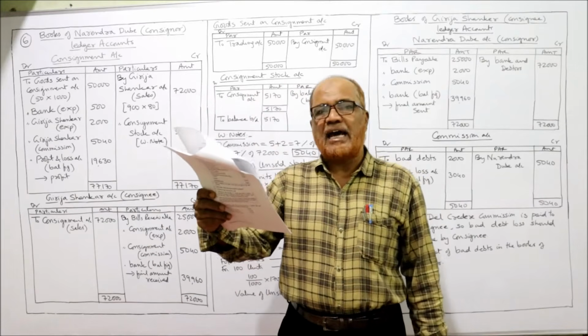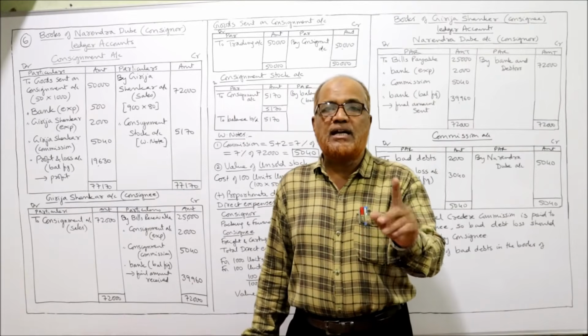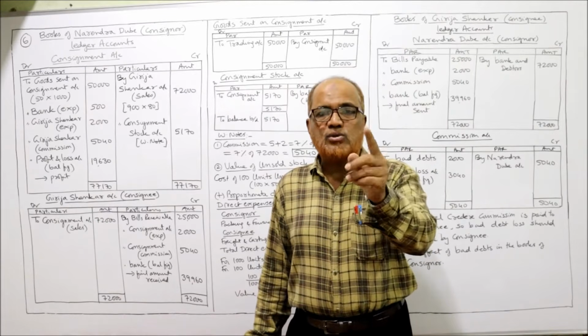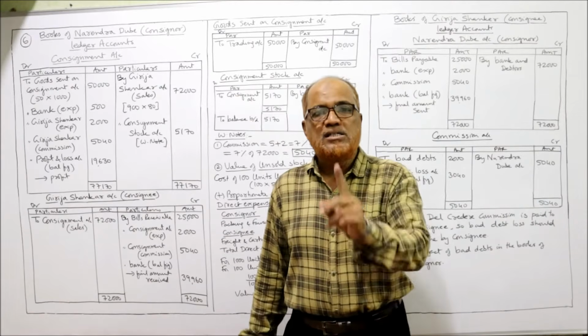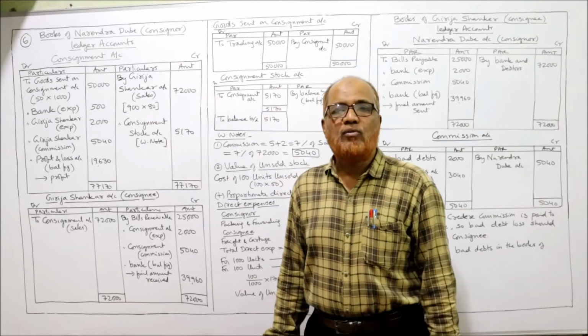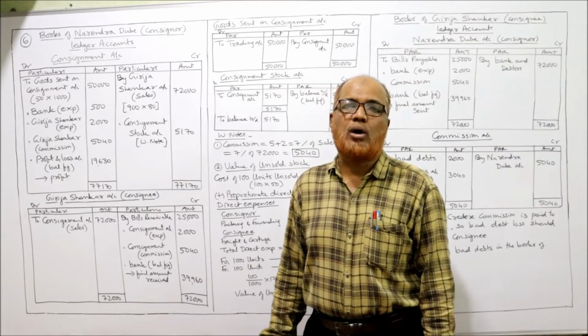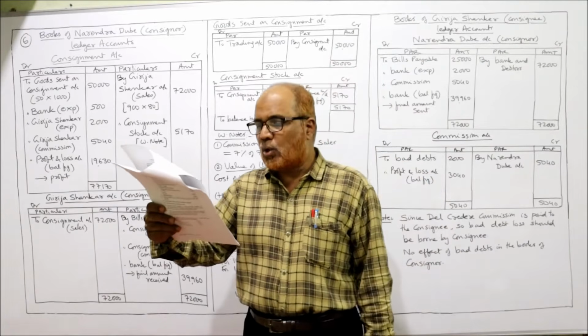Girija Shankar sold 900 units at rupees 80 per unit. So actually the number of units sent is 1000. Out of 1000, 900 units are sold by the consignee. Still 100 units are remaining unsold. So we have to find out consignment stock. 100 units are remaining unsold.